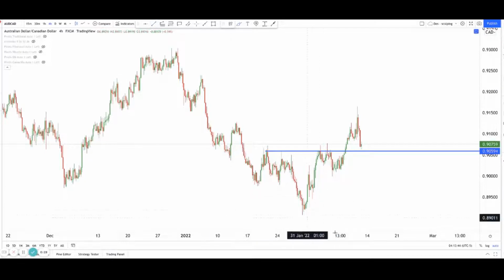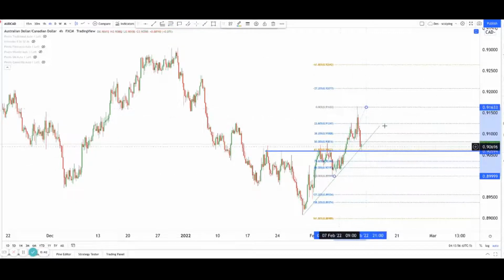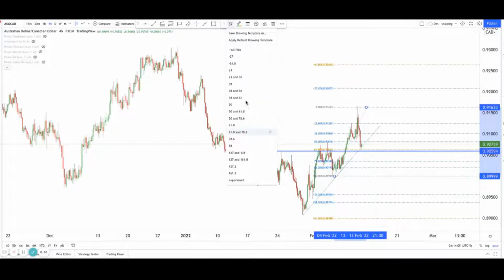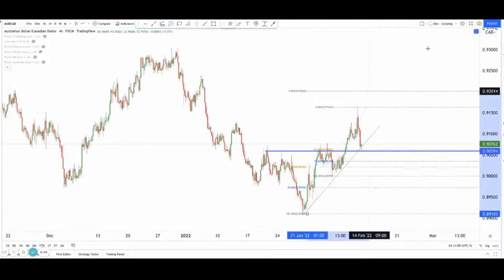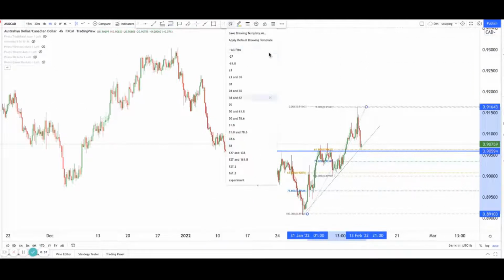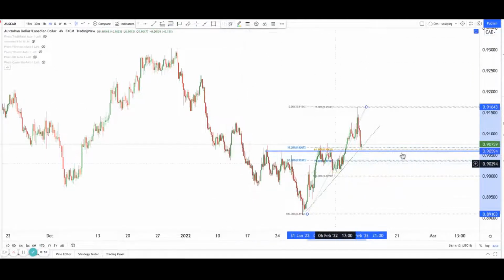It also happens to coincide with a nice trend line kind of support, right? So that shows that there's two supports, a horizontal and an ascending support, right? It lines up with a 61.8 retracement. So I'm going to leave the 61.8 and 78.6 there, right? And I'm going to draw another retracement here, and I believe it lines up with the 38 and 50. There you go, 38 and 50.